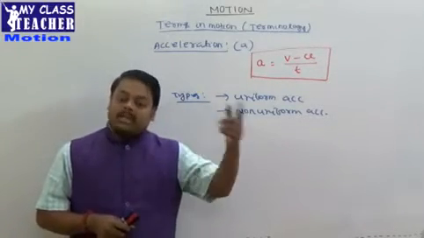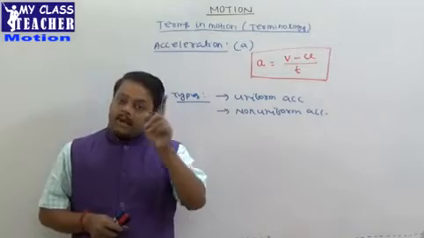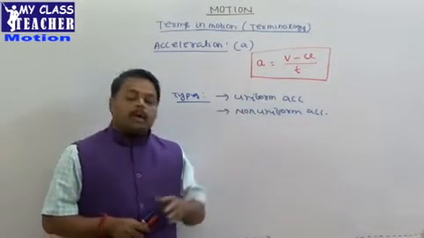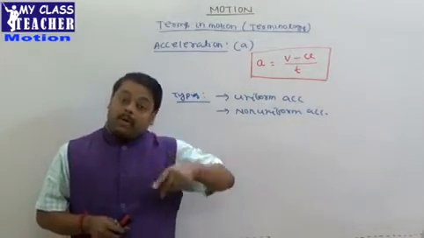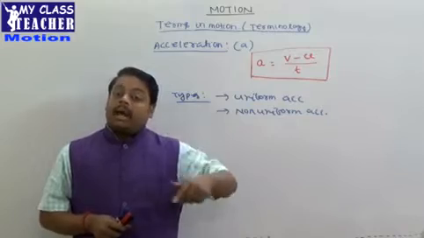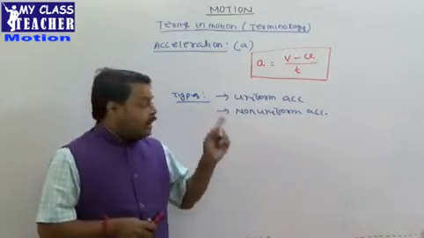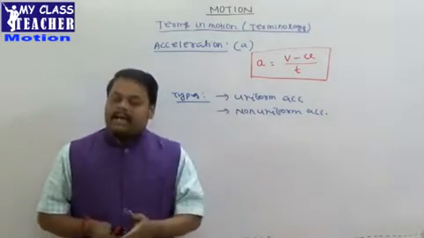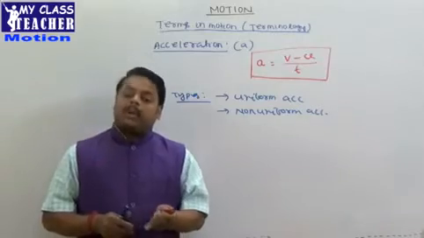अगर equal amount change हो रहा है, increase हो रहा है in equal time interval, this will be called as the uniform acceleration. लेकिन अगर unequal amount increment हुआ, unequal amount change हुआ in the velocity vector in the same time interval, in equal time interval, this is called as a non-uniform acceleration.